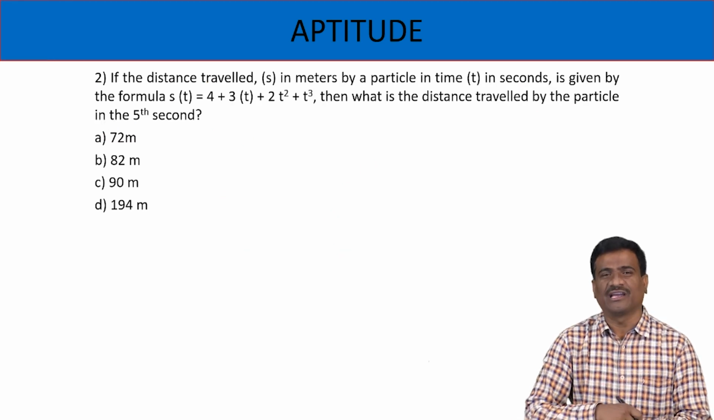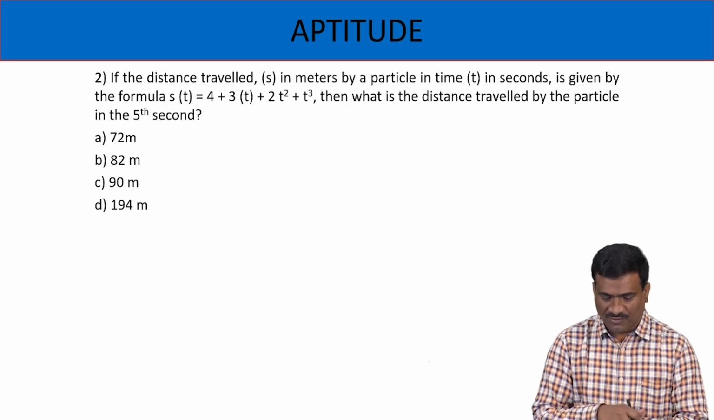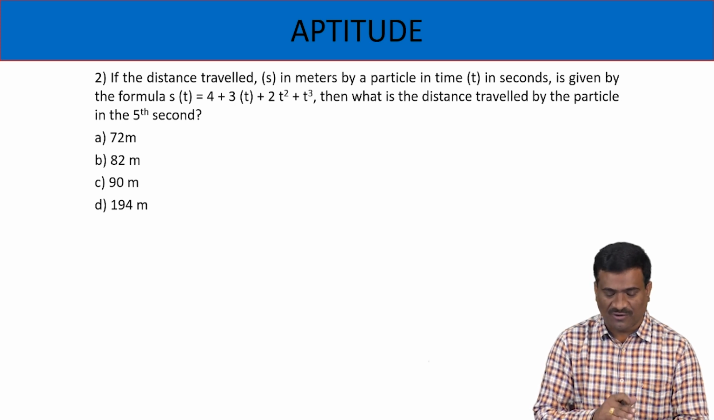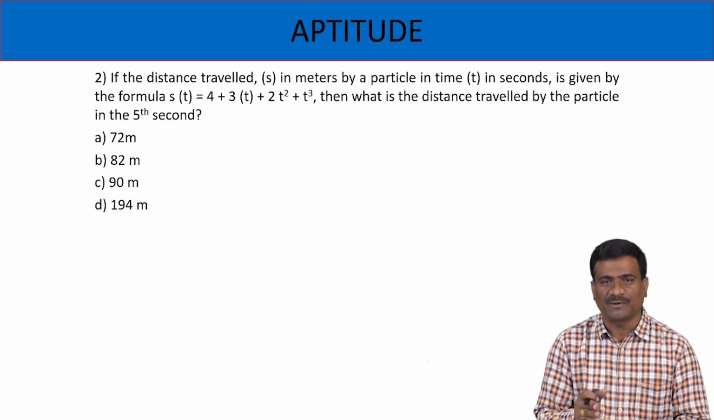Next, second example. If the distance traveled in meters by a particle in time t seconds is given by the formula S of t is equal to 4 plus 3 into t plus 2 into (2 t square plus t cube), then what is the distance traveled by the particle in the 5th second?